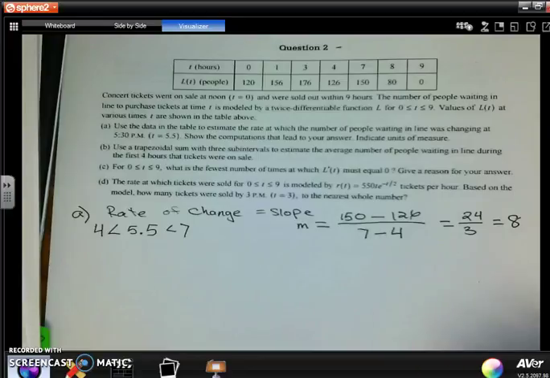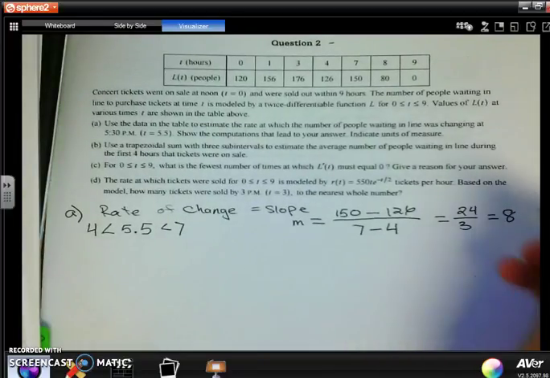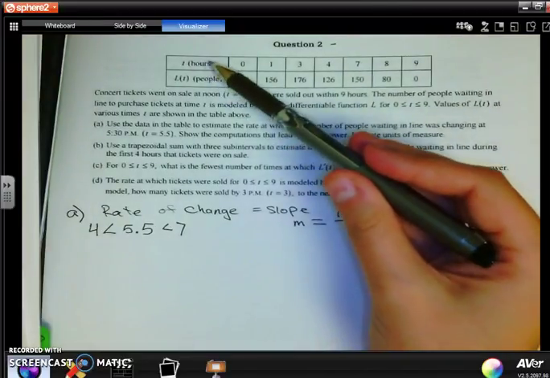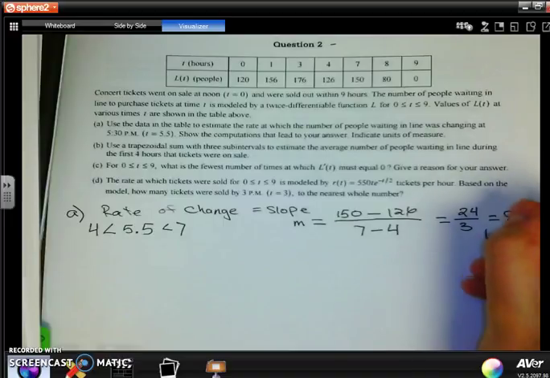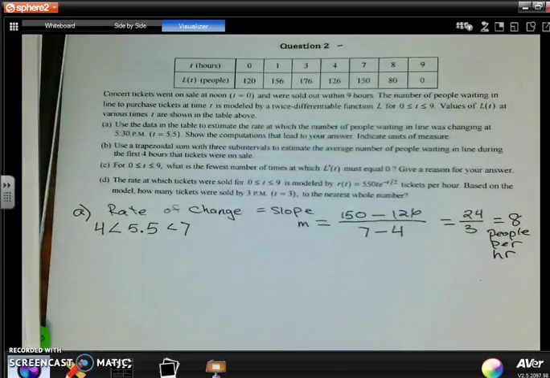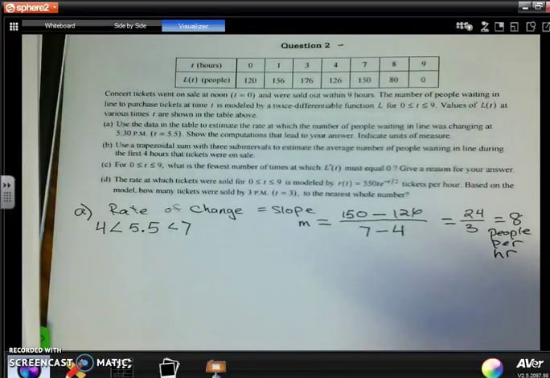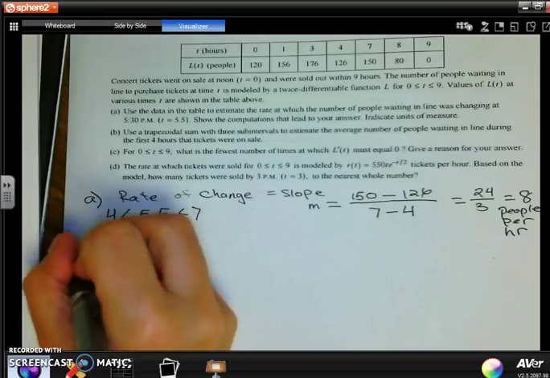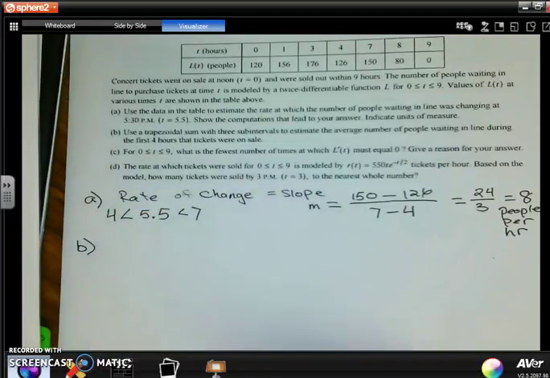And if you just left your answer as 8, you would not get full credit. Because it asks for units of measure, you need to say, what is that 8? Well, let's see, it's going to be people per hour. So it's 8 people per hour. So make sure you indicate units of measure, especially if they ask for it. All right, so we got a couple points there. I think that was worth 2 points. So let's see if we can now get some more points from part B.